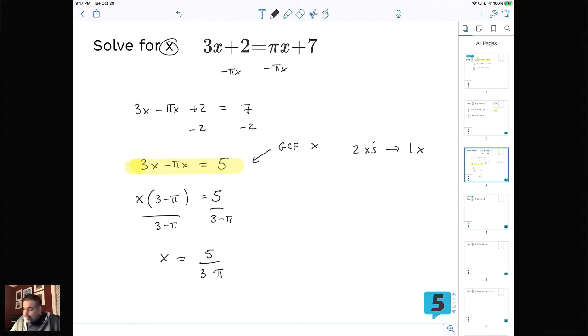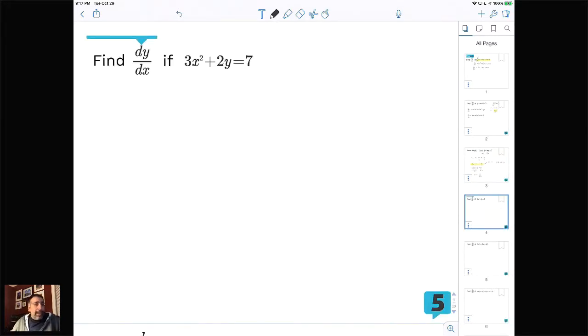So next problem, finally, let's get back to calculus. And again, we want to take the derivative here. And it's the same directions we saw in the first couple derivative problems. Find dy over dx.